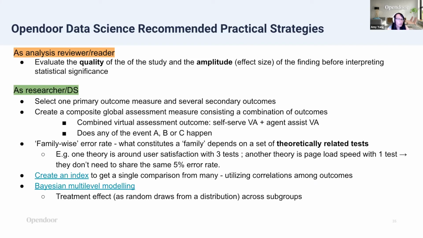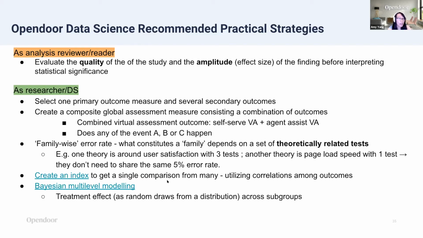Or we have this Bayesian multi-level modeling method. So completely move away from the frequentist p-value based decision-making process and move to a more Bayesian probabilistic recommendation system.